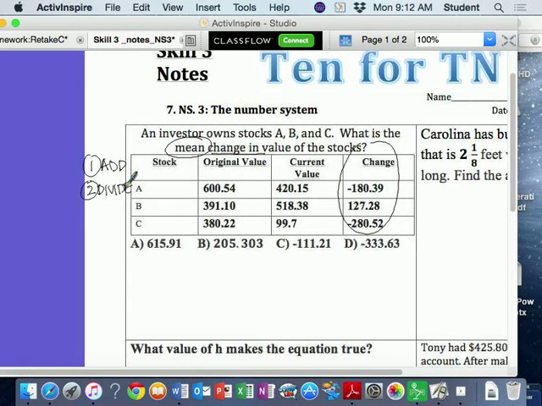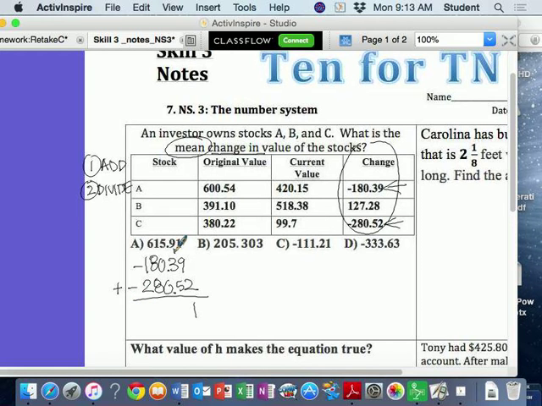I'm going to combine my negatives first. So remember my rules. If I'm adding 2 negatives, it makes a negative. Remember it's the same sign, so I add and keep the sign, right? So I've got a negative 180.39 plus a negative 280.52.